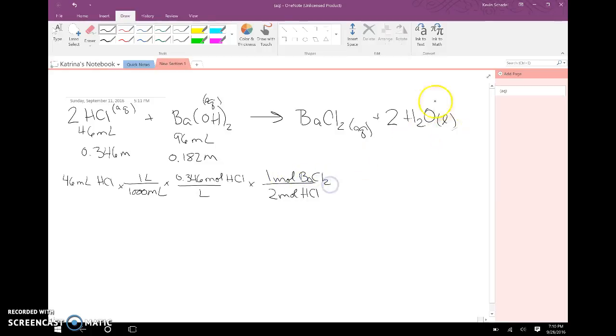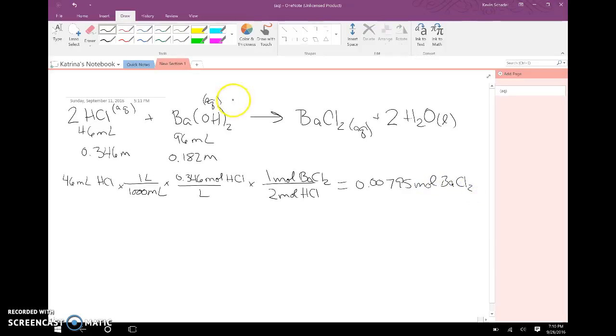Now, you just as easily could have gone to water. I simply didn't because I wrote barium chloride first. So if you went to water, your numbers are going to be different, but your final conclusions should still be the same. When I plug this into my calculator, I get something that looks like this.